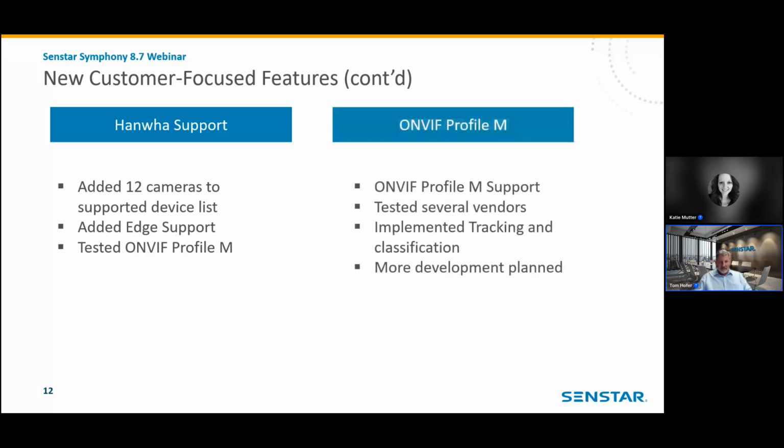Speaking of Profile M, so we have OnWave Profile M support now. Like I mentioned, we tested several vendors that offer Profile M in the cameras. We have implemented the tracking through Profile M and the classification. Obviously, there's room for improvement. So if you look at the classification, we have reduced it from what the camera can deliver to vehicles, people, and unknown objects. Moving forward, the goal is to implement more classes.